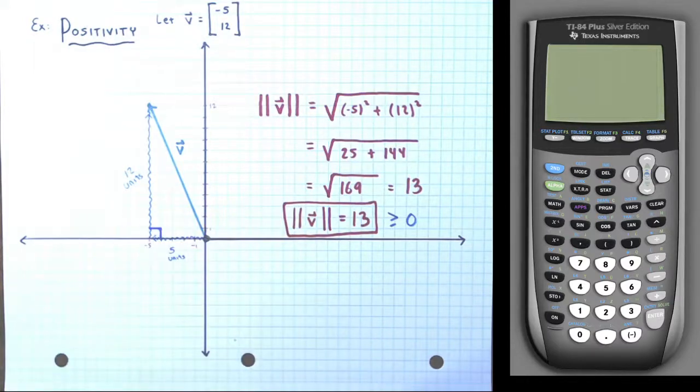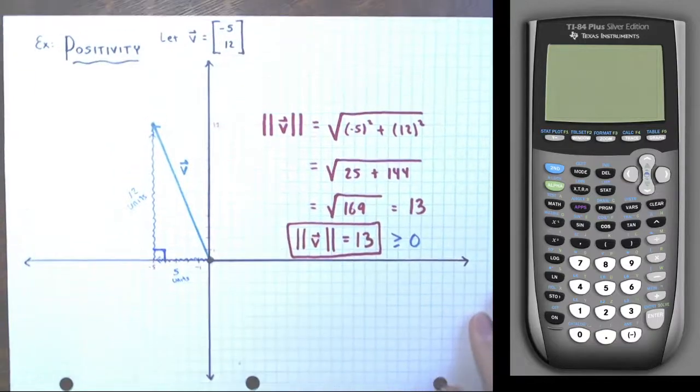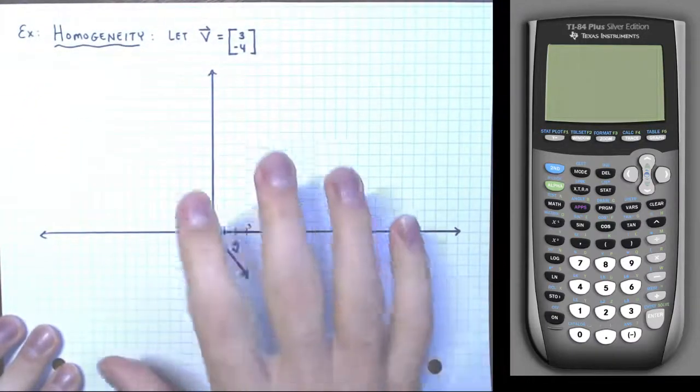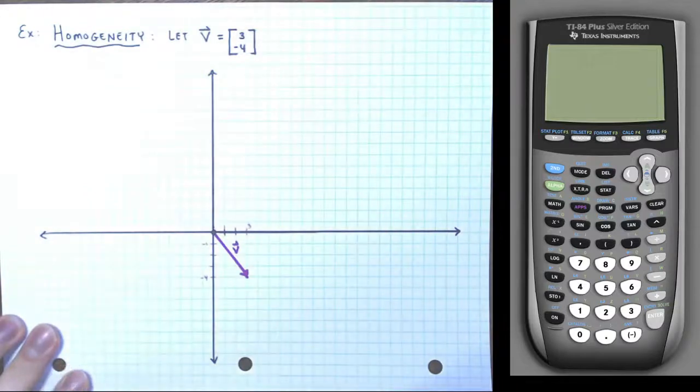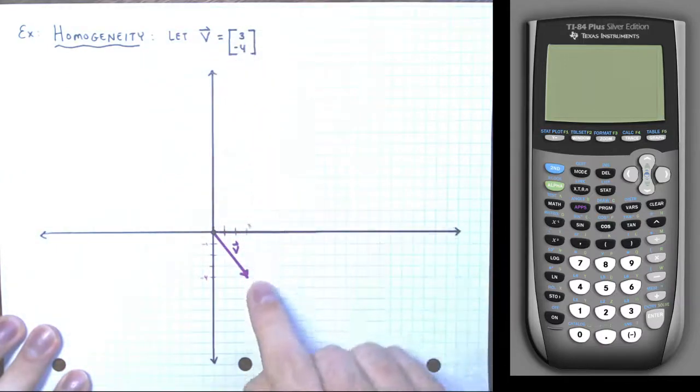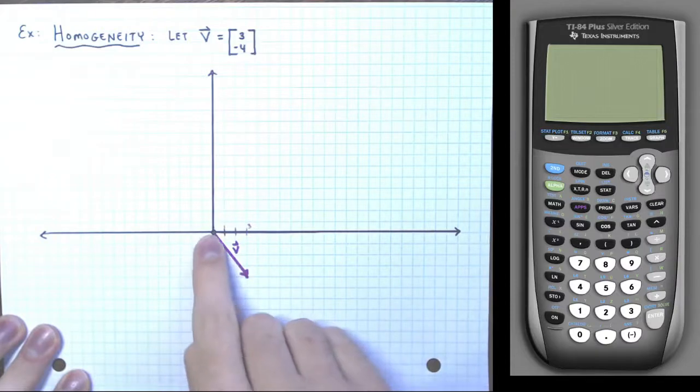Alright, so that was a demonstration of positivity, and it should work out that way for any vector in R2, R3, using the dot product, using this square root of the sum of the squares of the components. Alright, so now I want to demonstrate that homogeneity property. So there's again R2, just the plane, two-dimensional vector space here. And suppose I have vector 3, negative 4, which I've drawn here as a position vector, starting from the origin.